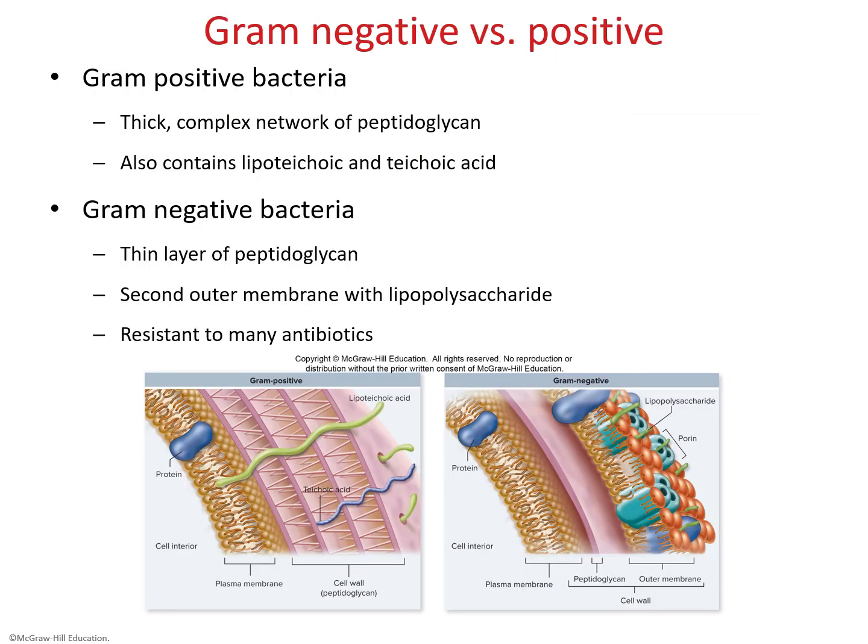Further, if you look into the cell wall structure of gram-positive and gram-negative bacteria, in gram-positive bacteria the peptidoglycan forms a complex network around the outer surface of the cell, which also contains lipoteichoic and teichoic acids, which protrude from the cell wall, as you can see here.